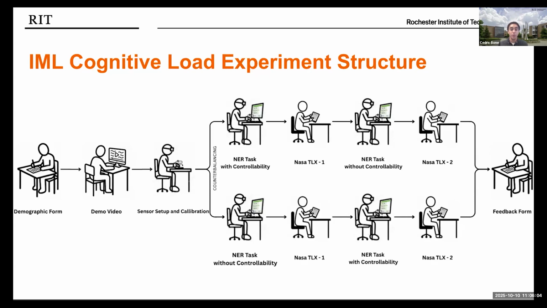After they were done with the controllability portion, they'd move on to the non-controllability portion. They'd perform another 20 NER tasks and then be given the NASA TLX survey again. And then afterwards, we'd give them a feedback form.